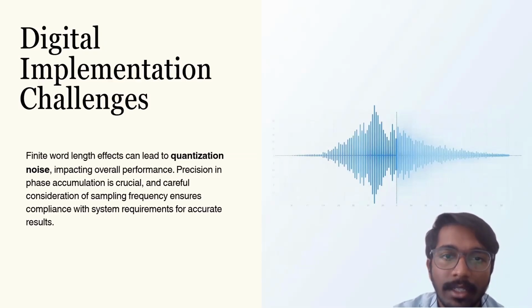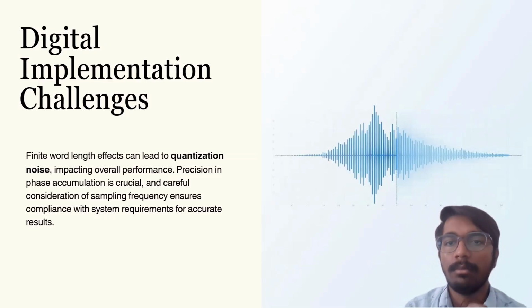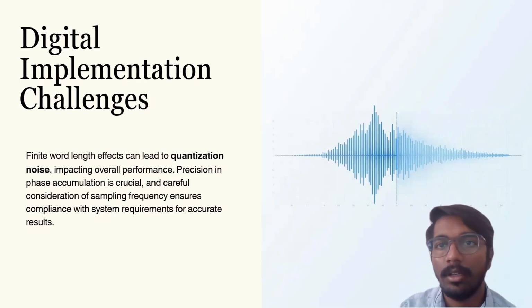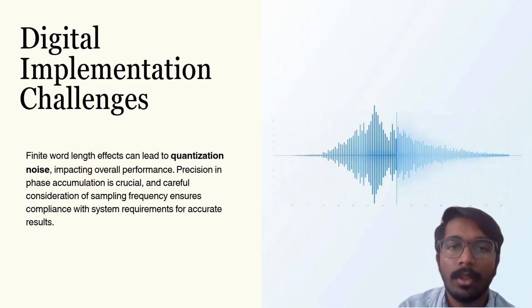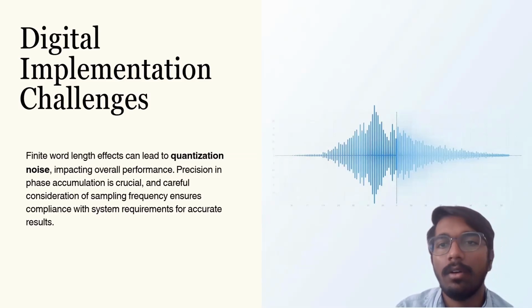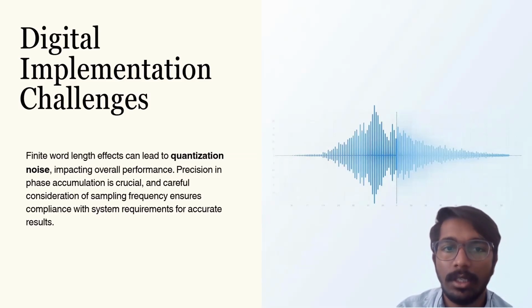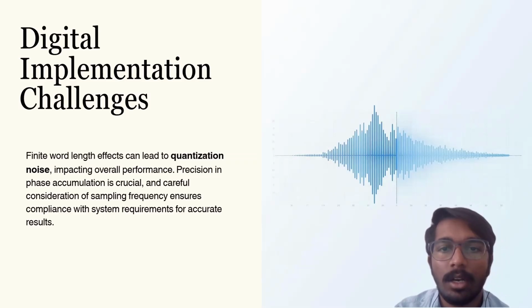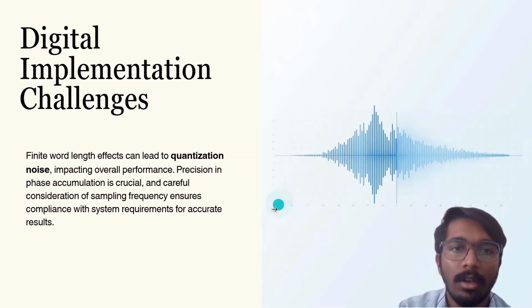Another important factor is the sampling frequency. The sampling rate must be high enough to properly track the input signal without aliasing. Despite these limitations, digital implementation offers major advantages. It allows easy parameter tuning, stable operation, and integration with other processing blocks.